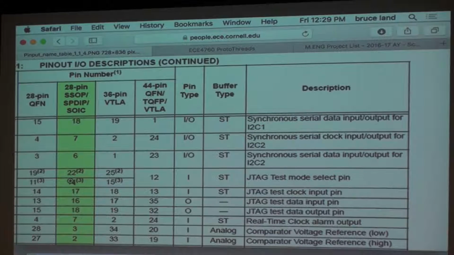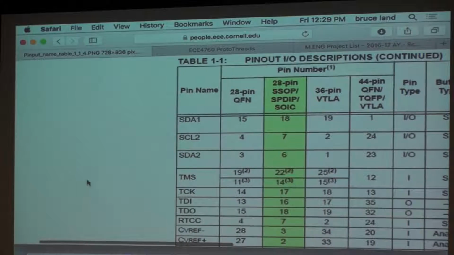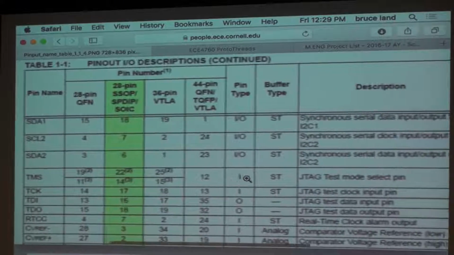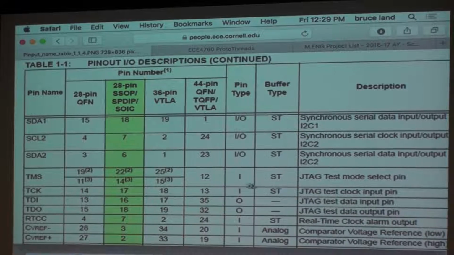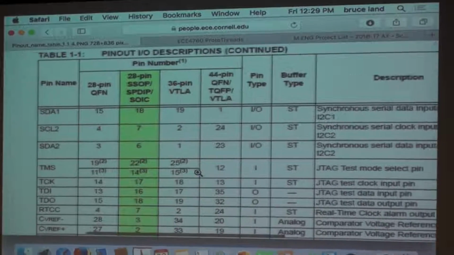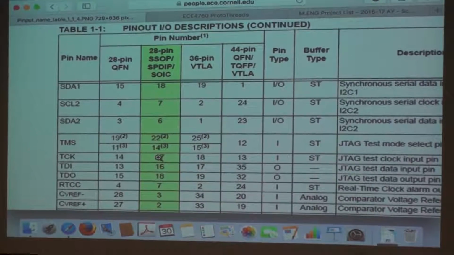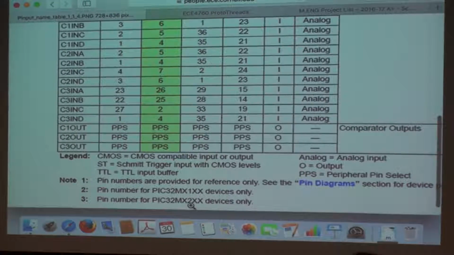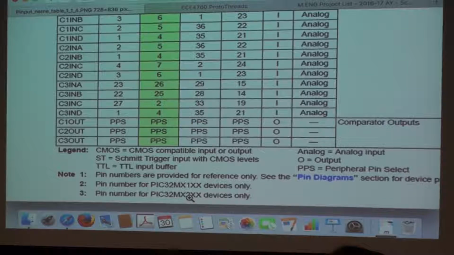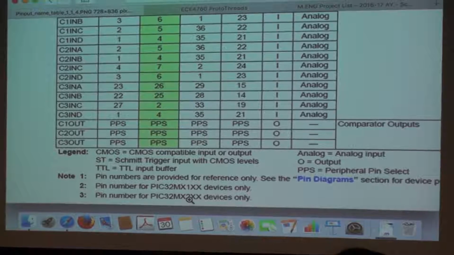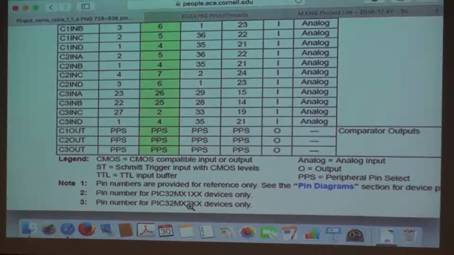Pin 14. That's the TMS. What's TMS? JTAG test mode select pin. Okay. Pin 4. Oh, there's a note, pin number 3. So let's go down and look at 3. Oh, it's on the 22MX2 series. We care about that. You've got to disable JTAG, or you can't use that as an I/O pin.